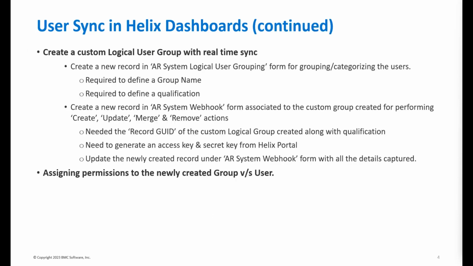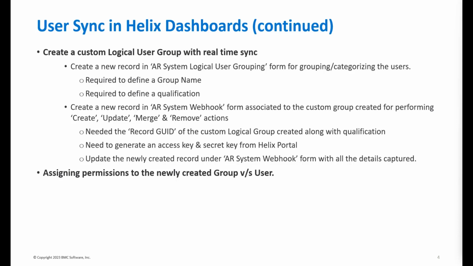Coming to section 2, how you could tailor it according to your needs. For this, all you'll have to do is create your own record or group in the form named AR System Logical User Grouping. You'll have to define a group name which is more suitable and the qualification that you wish the users to be part of this group. This would help in categorizing the existing users from the Helix portal or the dashboards.